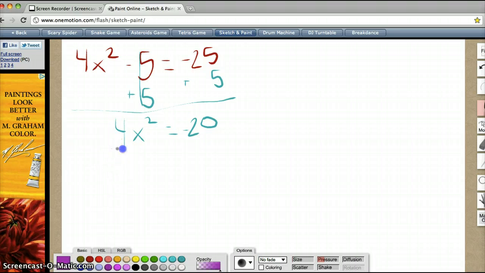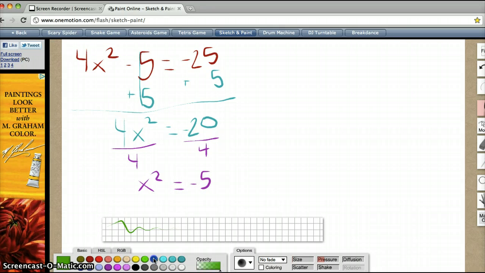Now we're going to go ahead and divide by 4 on both sides. So go ahead and divide by 4, and then simply divide by 4. And then we've got x squared equals a negative 5. Okay?